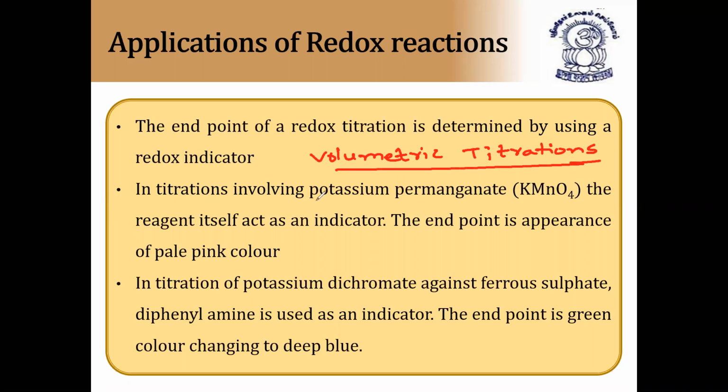So in titrations involving potassium permanganate, the reagent potassium permanganate itself acts as indicator. The endpoint is appearance of pale pink color. Pink color of potassium permanganate changes to pale pink color or colorless. In the titration of potassium dichromate against ferrous sulfate, diphenylamine is used as an indicator. The endpoint is green color changing to deep blue. I hope it is clear. So this is the application of redox reactions.